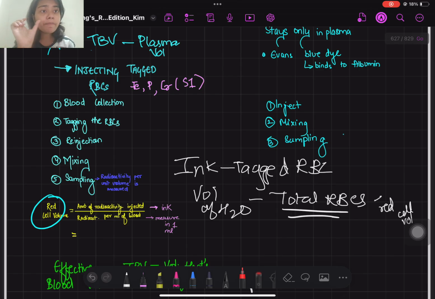So the volume of RBCs you have taken, that you know. The volume of tagged RBCs you know, which is in relation to your ink. So you know the volume of the ink. Now you will inject it back into the person and give it some time to mix throughout the body. Like the ink, you have given it time to mix completely in the bucket.